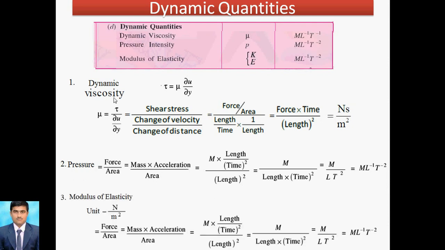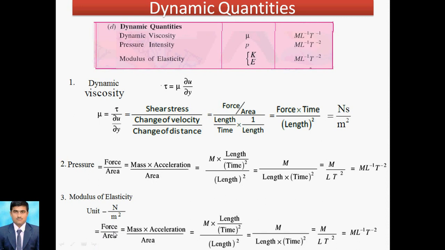The next term has the same dimensions, so I can take it as it is. Then modulus of elasticity, that is K or E, is the same term: modulus of elasticity or bulk modulus. Its unit is Newton per meter square, which means force upon area.